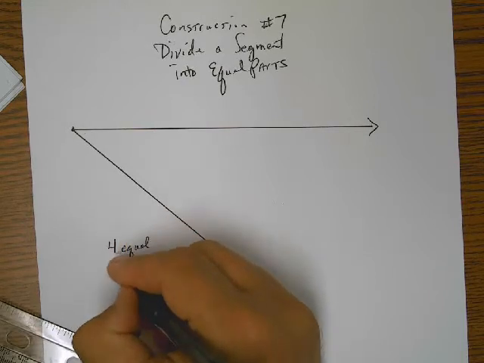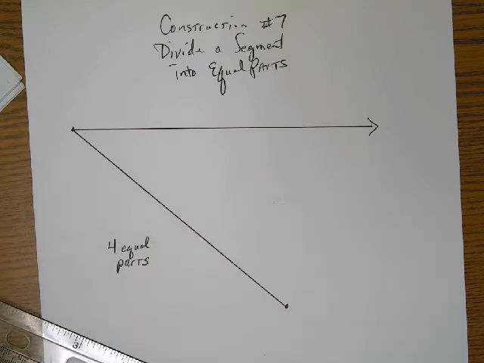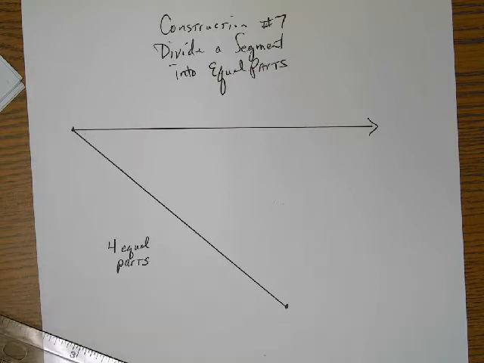equal parts. Now, since that's an even number, we could just bisect, right? But we're not doing it that way. We're doing it another way. All right. 4 equal parts.